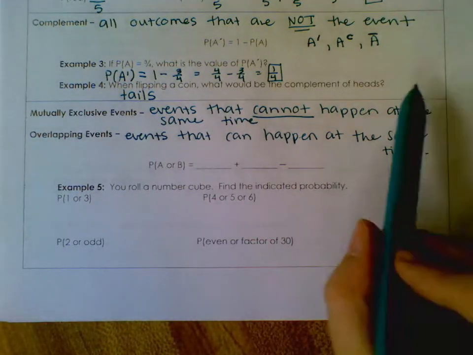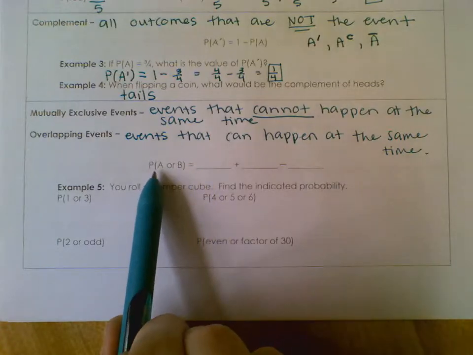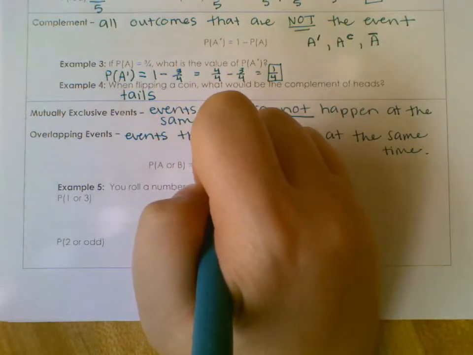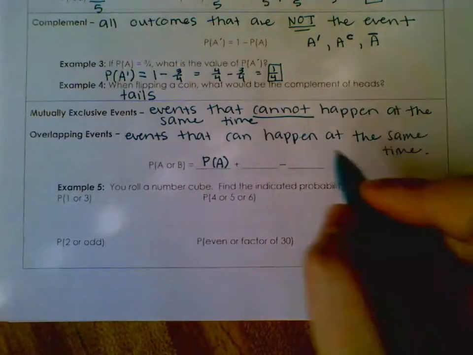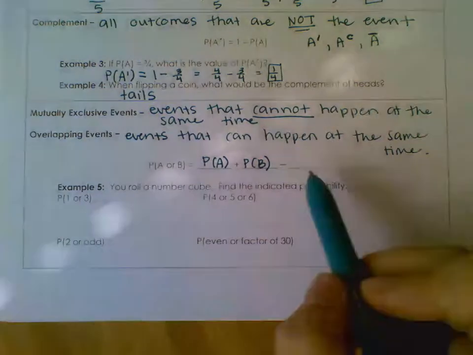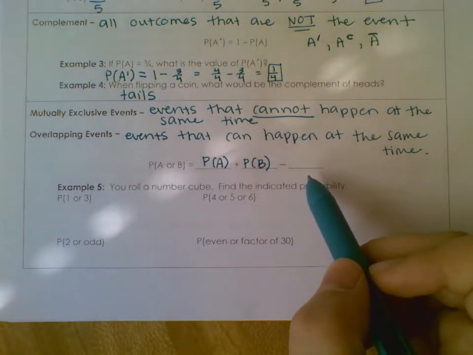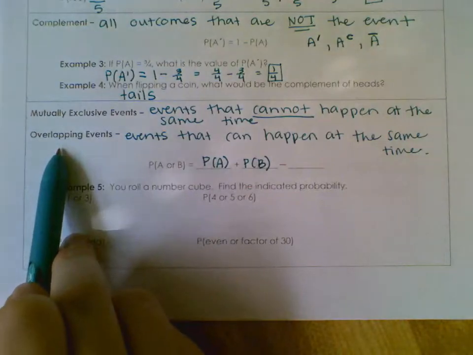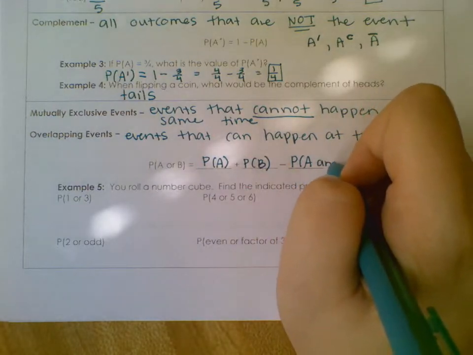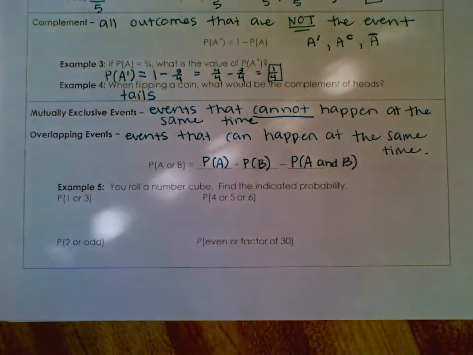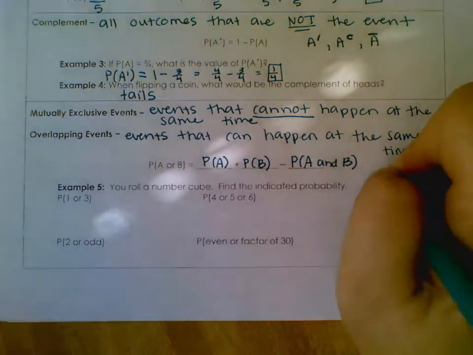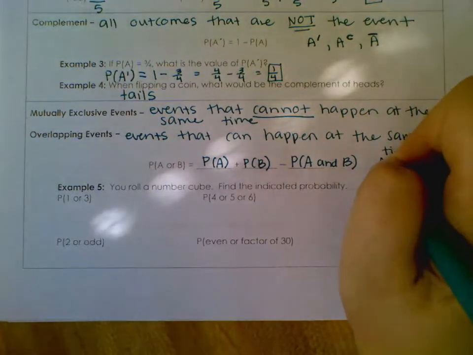Okay, so now we're talking about or. When you see the probability of A or B, what you're going to do is take the probability of A and add that to the probability of B. But sometimes you're going to have to subtract the overlap, is what I say. If they are overlapping events, you have to subtract that overlap. So you're going to subtract the probability that A and B overlap, which means that they happen at the same time. So why is that true? To talk about that, I think the easiest way is to picture a Venn diagram.